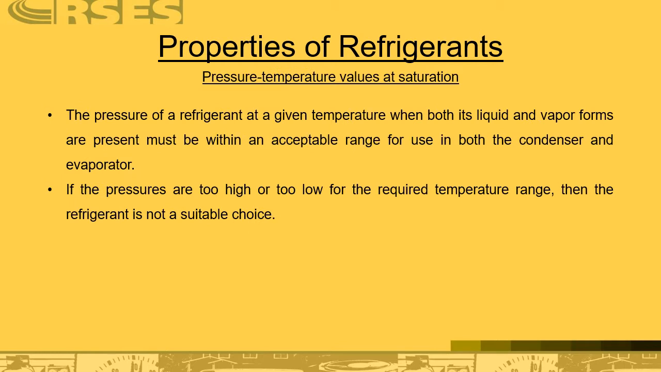Pressure temperature values are expressed as a saturation temperature for the refrigerant. The pressure of the refrigerant at a given temperature, when both its liquid and vapor forms are present, must be within an acceptable range for use within the condenser and evaporator. If the pressures are too high or too low for the required temperature range, then the refrigerant is not a suitable choice.